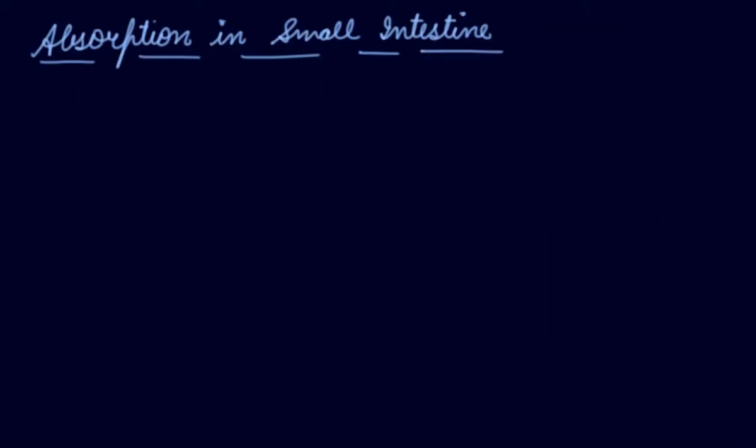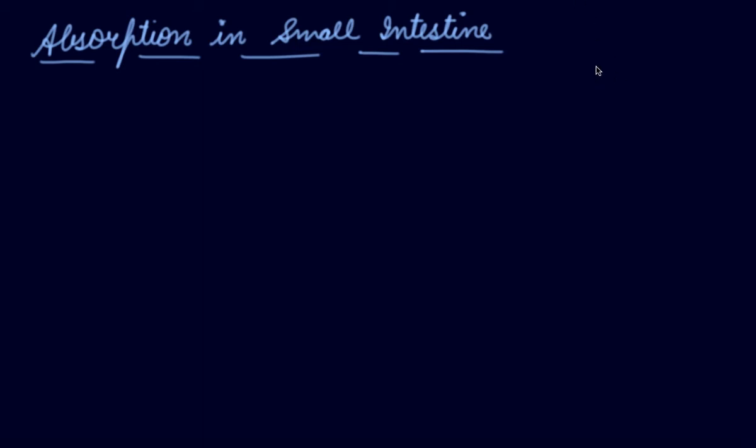Now absorption in the small intestine. Whatever food you eat is absorbed in your small intestine by your body. The digested food is absorbed by the small intestine. Absorption of food occurs through thousands of small finger-like projections in the inner wall of the small intestine. These projections are known as villi.